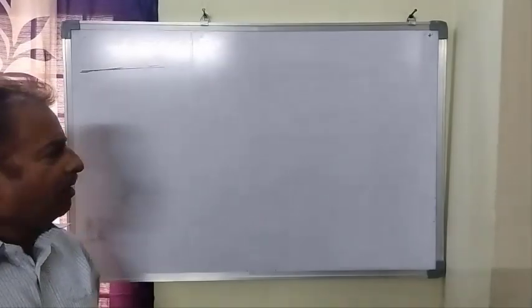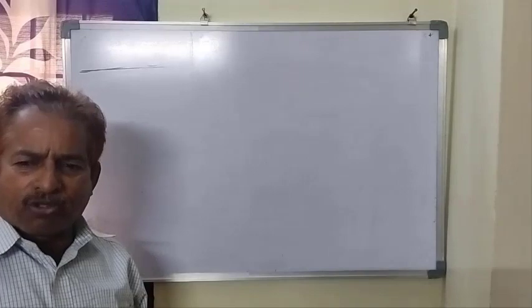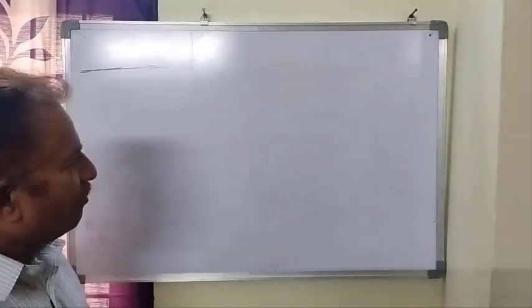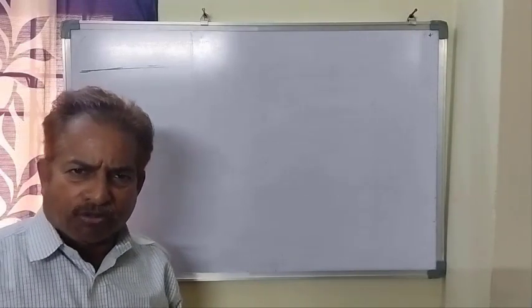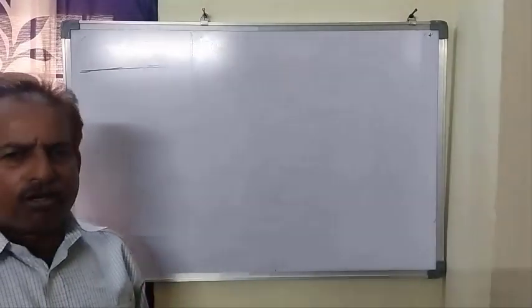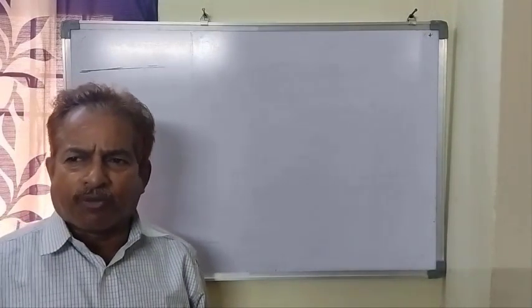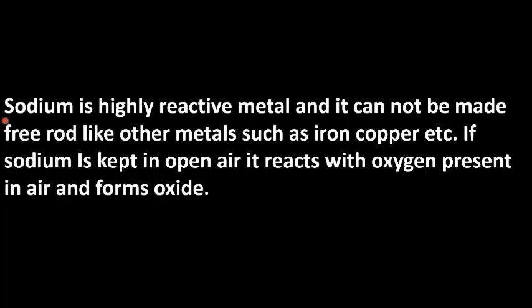Now let us see the electrolysis of sodium chloride. First, electrolysis of aqueous sodium chloride using platinum electrodes or graphite electrodes. During the electrolysis of sodium chloride, we cannot use sodium as an electrode because it is a soft metal and cannot be made into a rod. Sodium is a highly reactive metal, unlike iron, copper, etc. If sodium is kept in open air, it reacts with oxygen in the air and forms oxide. Hence, active metals like sodium, potassium, etc. cannot be used as electrodes.